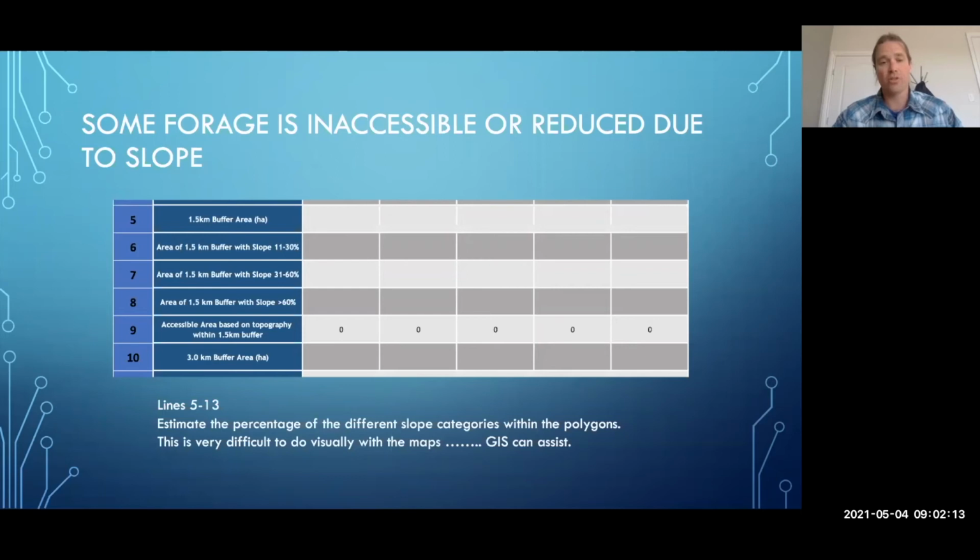And so we need to acknowledge that there's a reduction in forage based on slope. And it is very difficult to estimate slope with a map, with either a topographical map or a digital elevation map, or even a map that highlights where our slope is on the landscape. And so if you can do this through a GIS, that's the best way. But you can also still do an estimate and get a fairly reliable estimate of forage based on a visual estimate. It's just everything's a little bit better if we can use the GIS to do that.